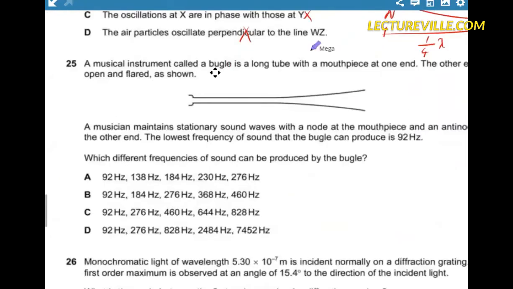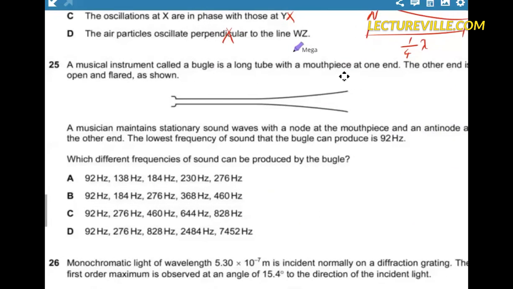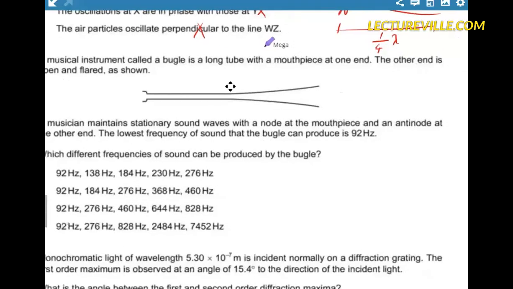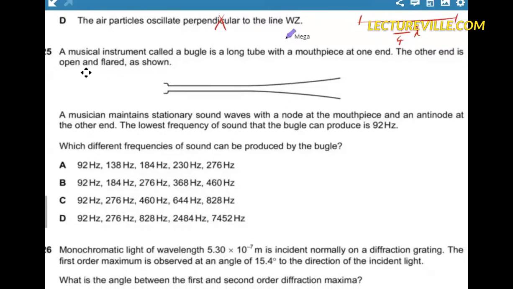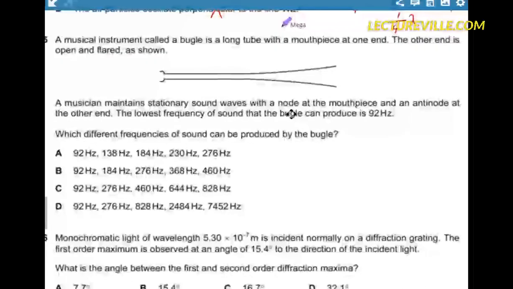A musical instrument called a bugle is a long tube with a mouthpiece at one end, and the other end is open and flared. A musician maintains a stationary sound wave with a node at the mouthpiece and an antinode at the other end. The lowest frequency of the sound produced is 92. What are the frequencies of the sound that can be produced by the bugle?